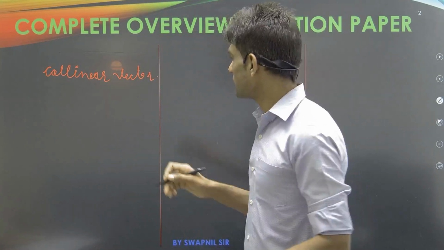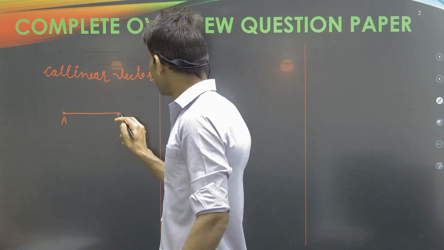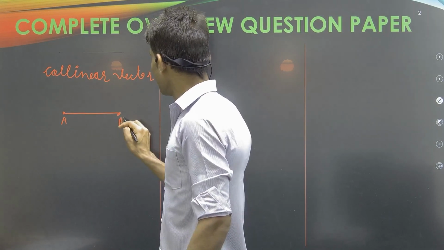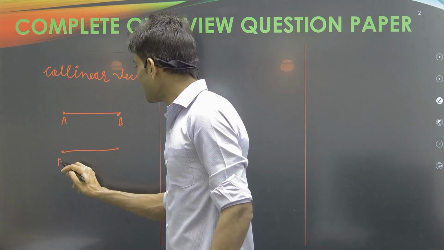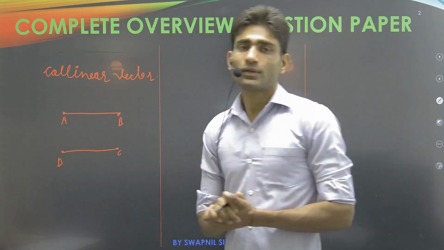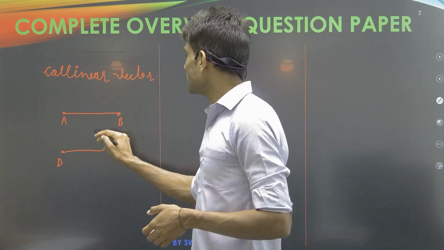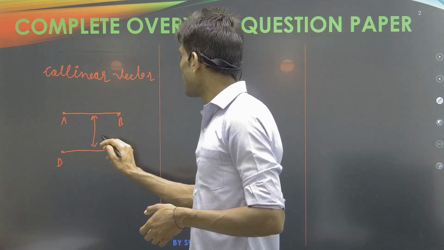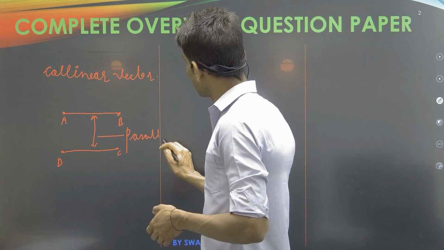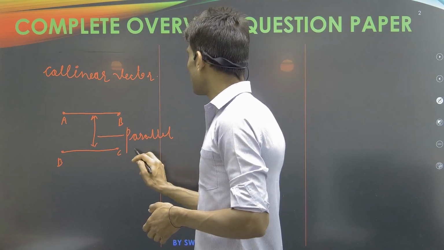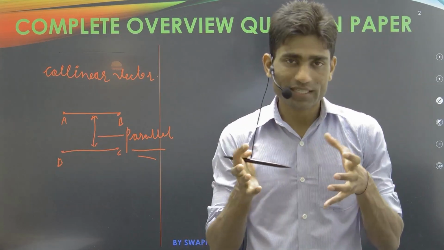For example, if I consider line AB, which is parallel to line BC, then both lines are parallel to each other.